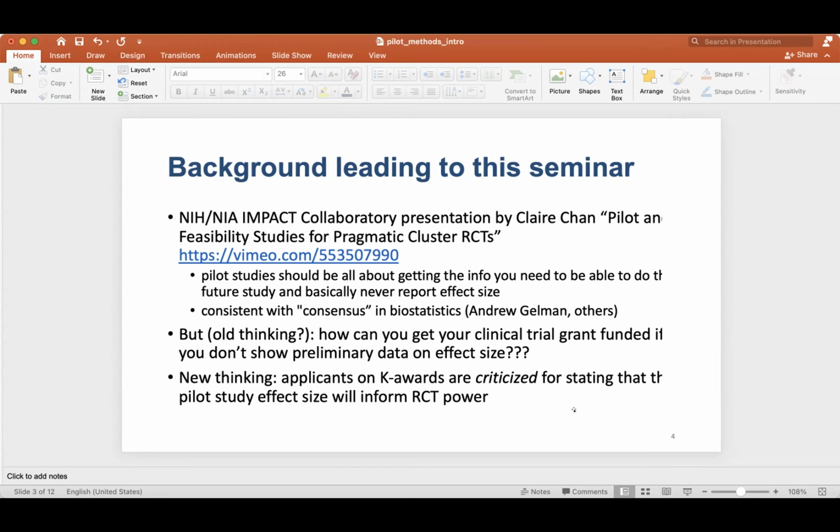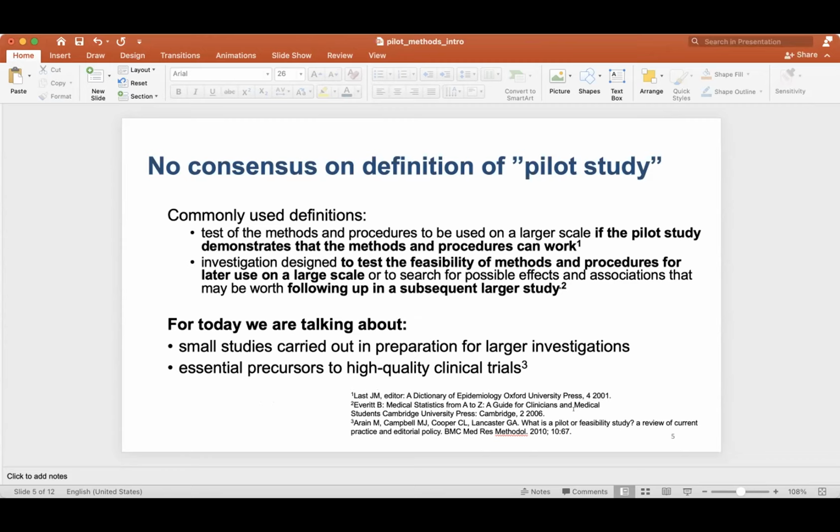So there's really no consensus on the definition of what a pilot study is. I show a couple of the common definitions here. One definition is a test of the methods and procedures to be used on a larger scale if the pilot study demonstrates that the methods and procedures can work. So the implication here is that you might just abort your plans after your pilot study.